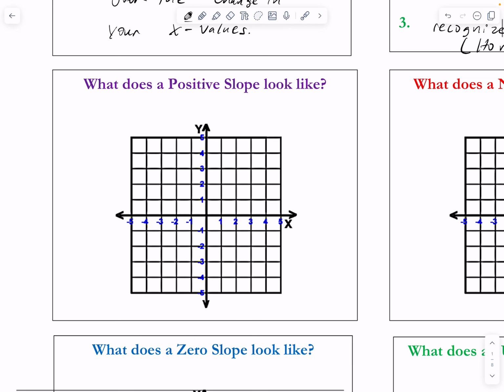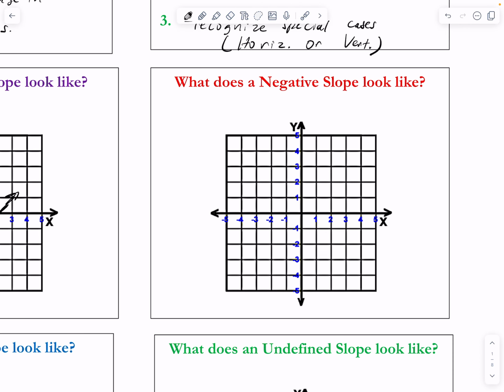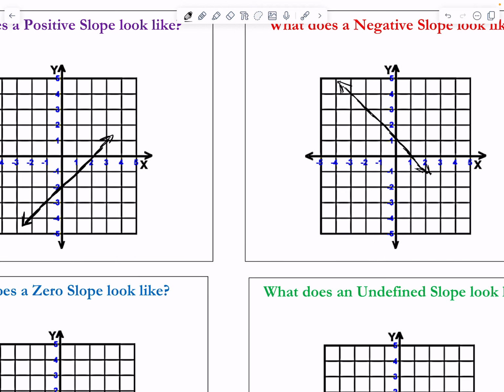Okay, a positive slope. We'll do this one as a positive slope. You can always think of going from the bottom left to the top right. Negative slope is the other way, so it'd be top left to bottom right, something like this. I made them pretty basic slopes there, but I think they're both 1 and -1.